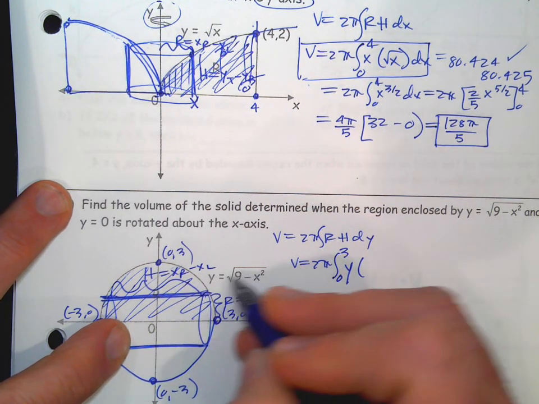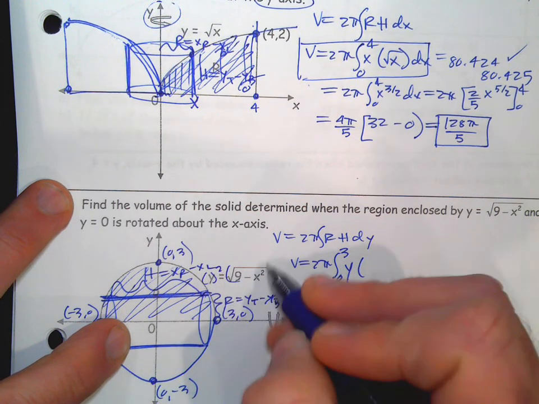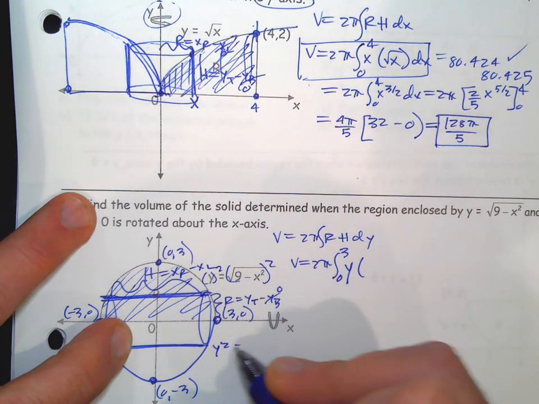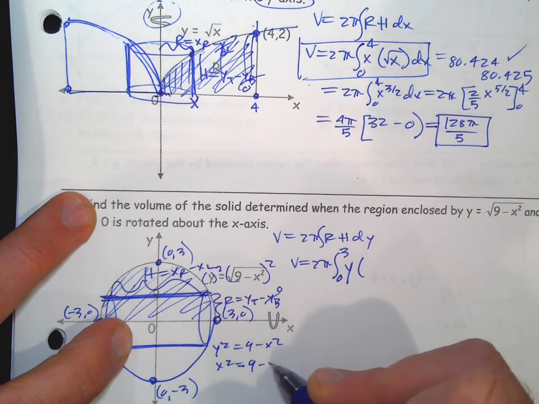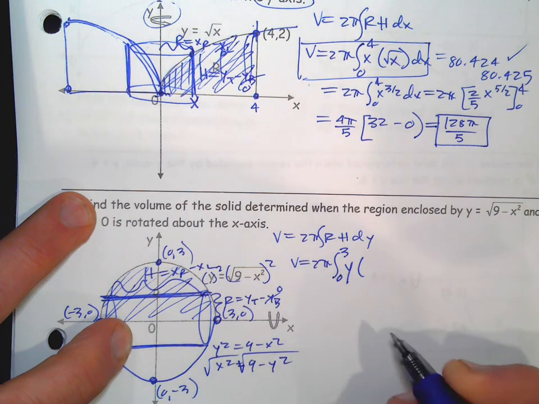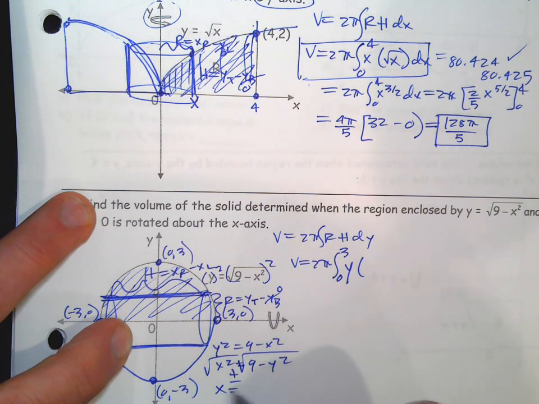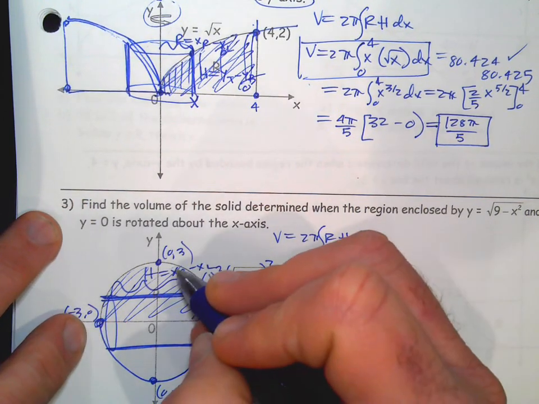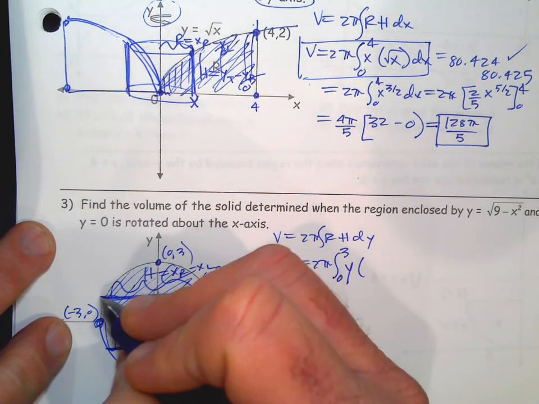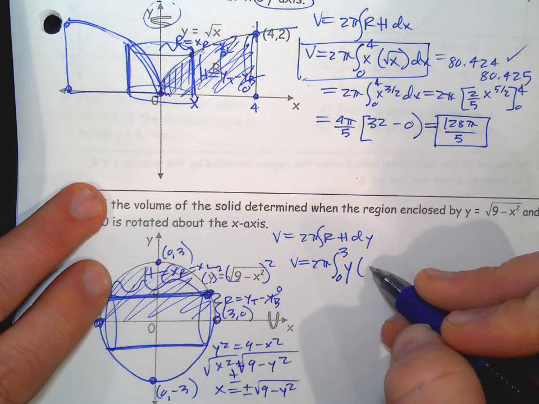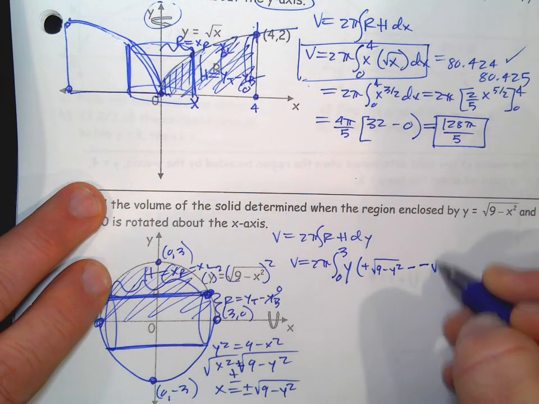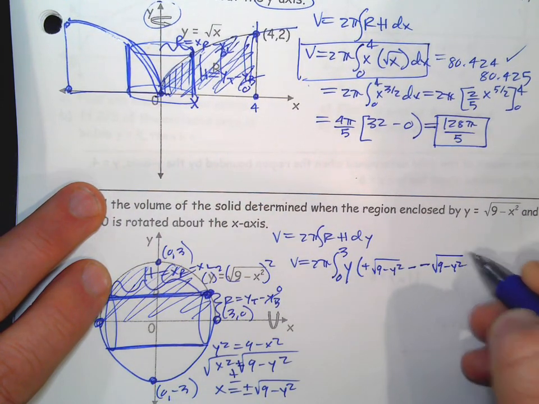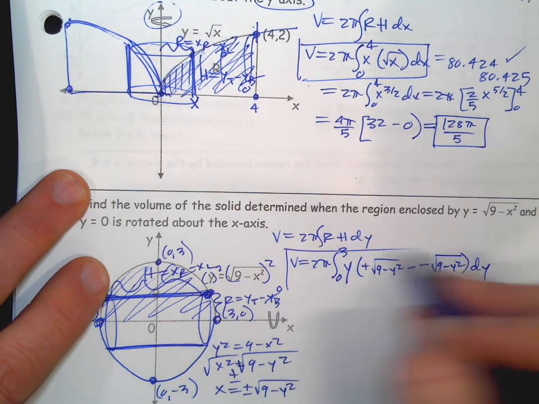So we need to solve this equation for x in terms of y. So we would square both sides. Y squared equals 9 minus x squared. You get x squared equals 9 minus y squared. Take the square root of both sides, plus or minus. We're going to actually use both of them because x right is the right side of the circle and x left is the left side of the circle. So it's going to be positive square root of 9 minus y squared minus negative square root of 9 minus y squared, dy. That's your setup.